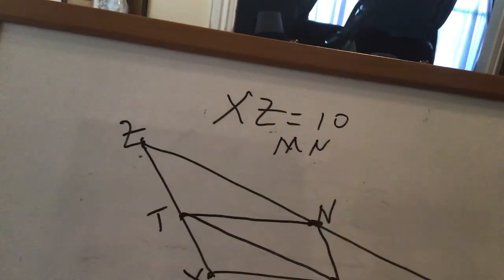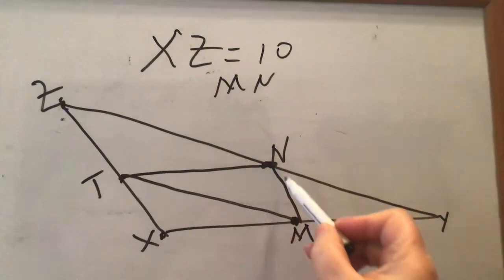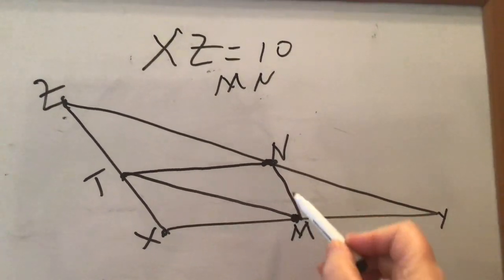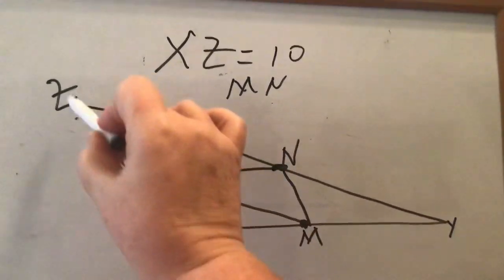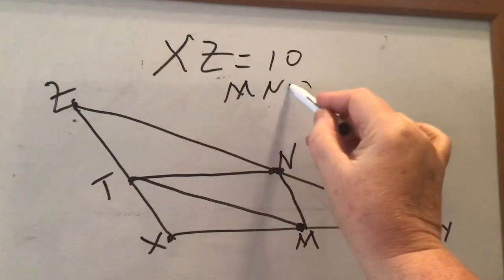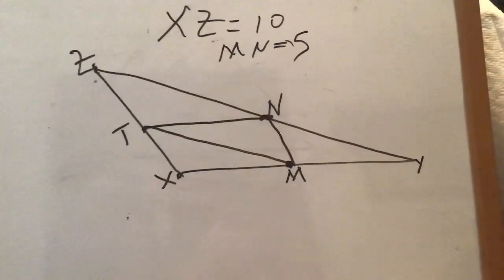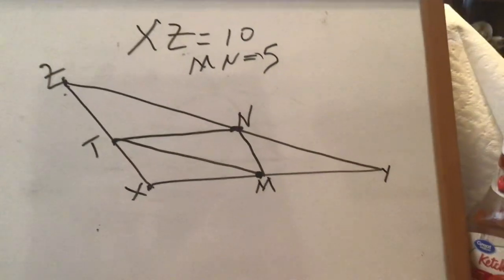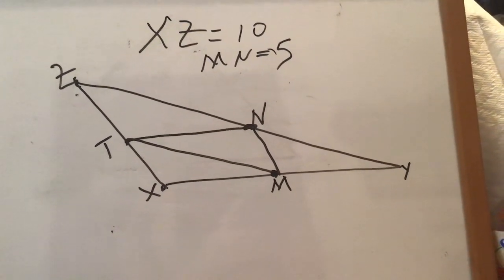If we're just looking at the big triangle, and this line is hitting midpoint to midpoint, then this line is parallel to this line, and this line is 1/2 of this line. So if XZ is 10, then MN is 1/2 of that, which is 5. You have to see that that's the one that's going from midpoint to midpoint. Doesn't really look like it, but it's supposed to be anyway.